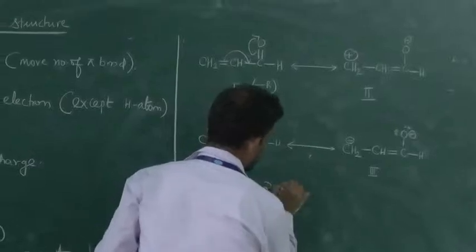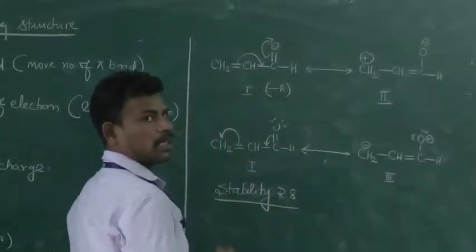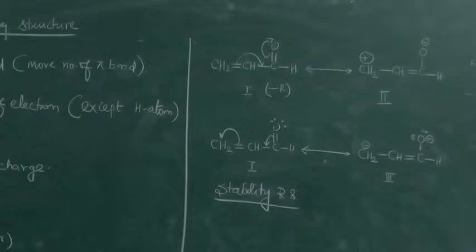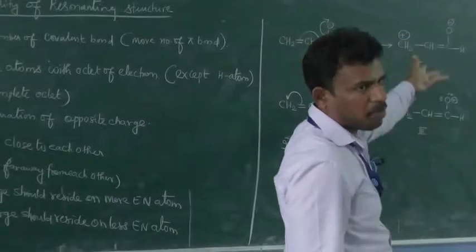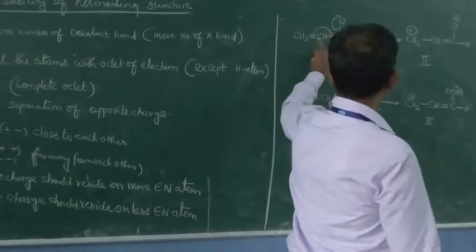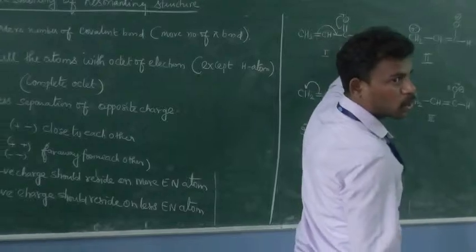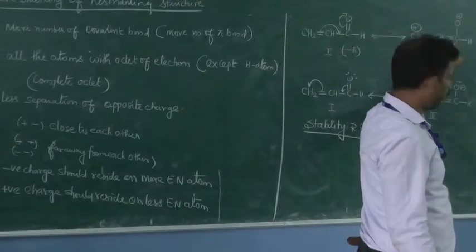RS: relative stability of resonating structures. Yes or no? Go to rule number 1. Rule number 1. Is it clear? In this case, the number of pi bonds, more covalent bonds. Pi bond வச்சு நம்ம சொல்லிக்கலாம். இங்க எத்தனை pi bonds இருக்கு? 1, 2. இங்க 1. இங்க 1.